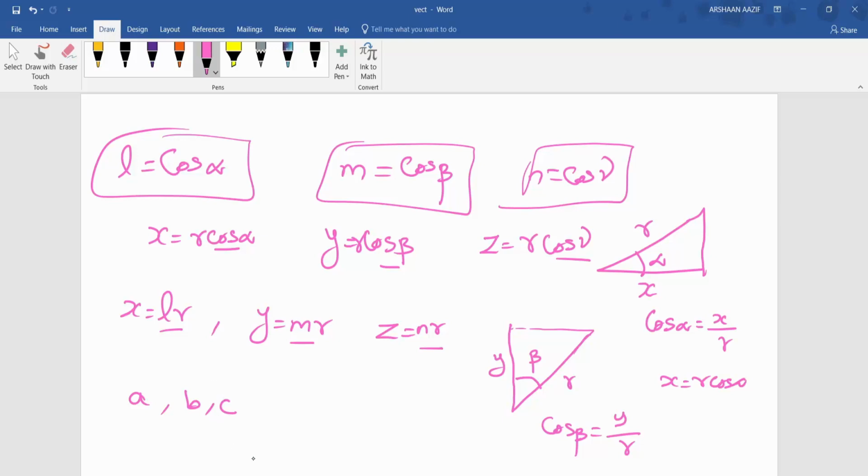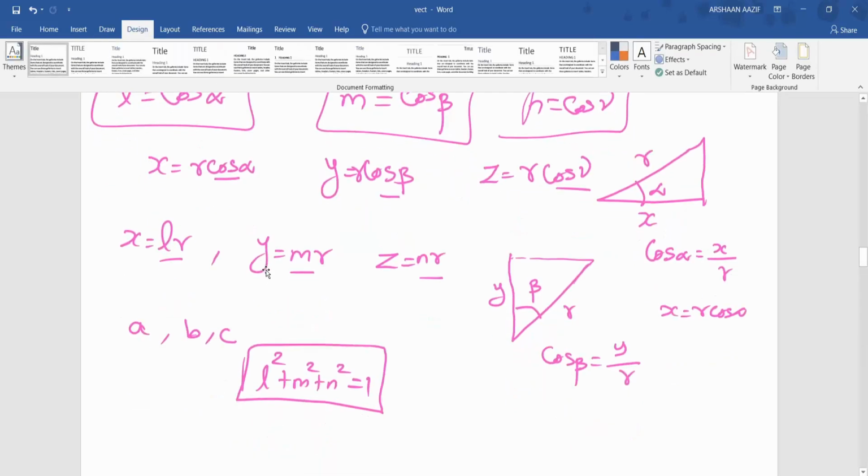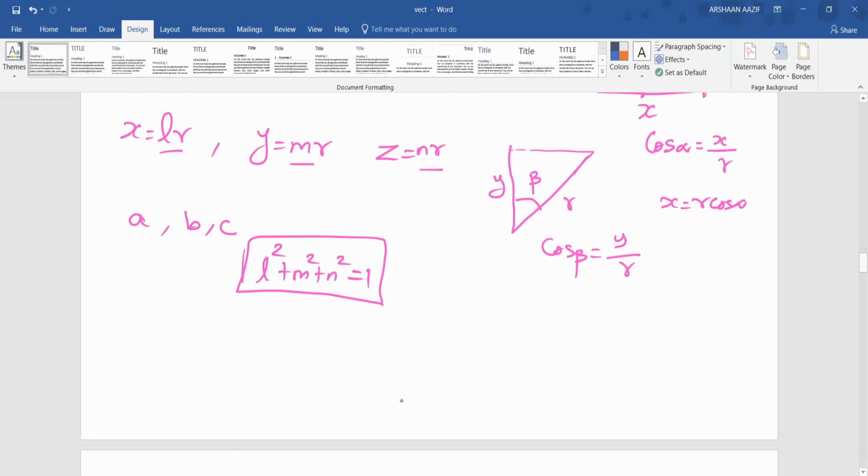That's why when you take L square plus M square plus N square, you will always end up with 1, because it holds for a unit vector. We have assumed that it is a unit vector. Whereas a square plus b square plus c square need not always be 1. Right? This one is always 1. So this is about your position vector, direction cosines and direction ratios.